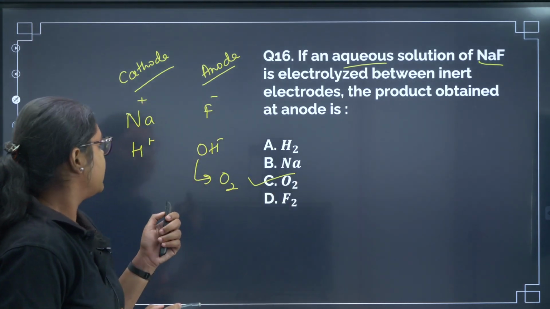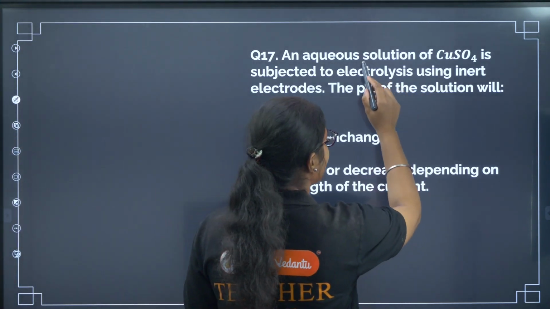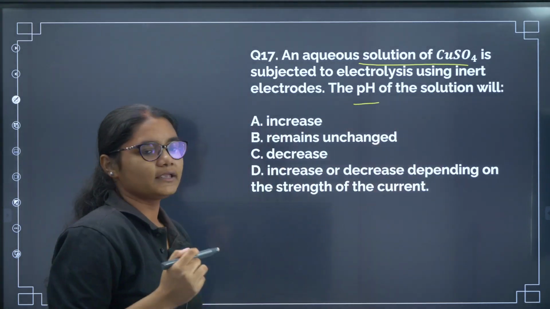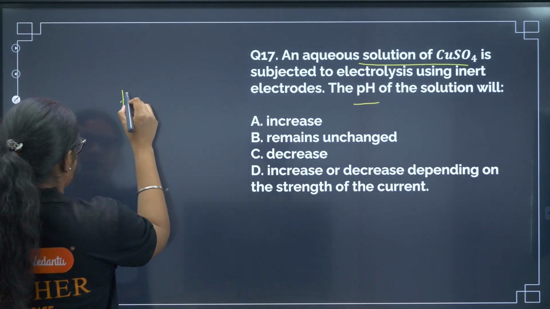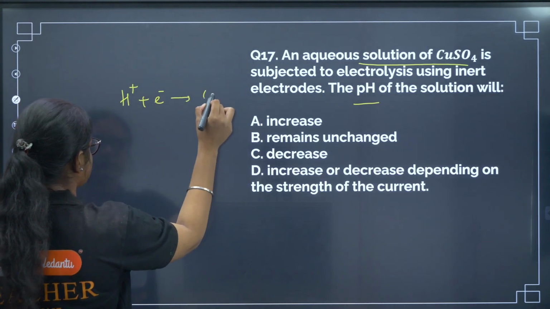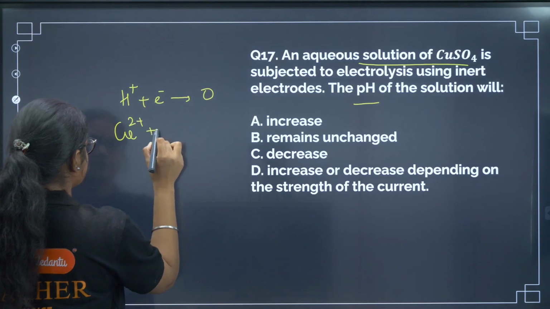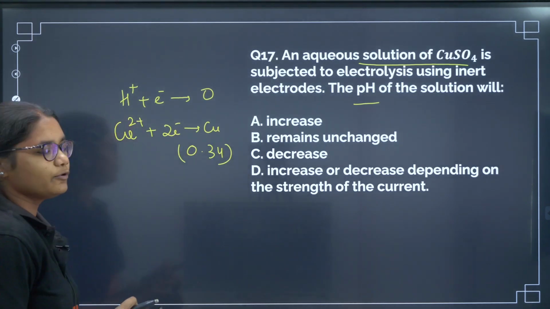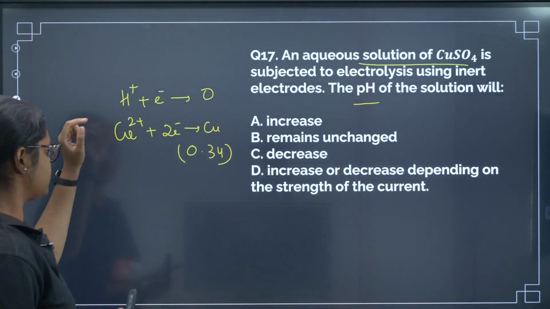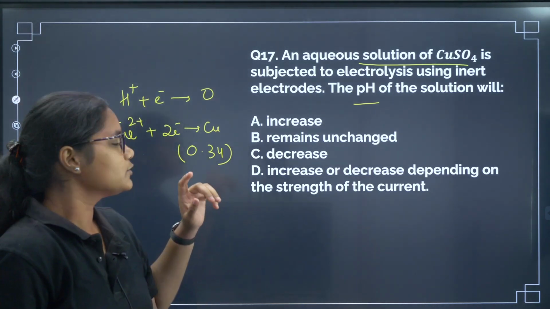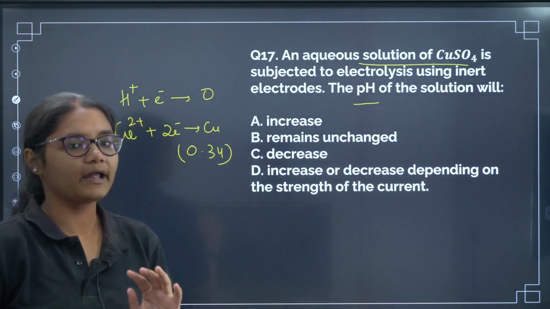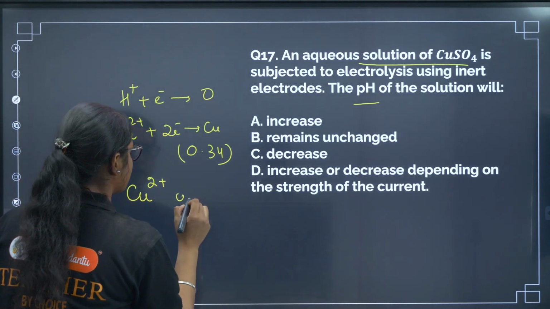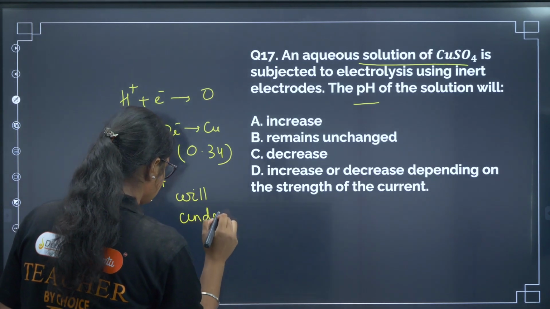Next. We have an aqueous solution of copper sulfate which is given electrolysis. The pH of the solution will be. Here also you should know a little about the data. H plus reduction potential is assumed to be 0. Copper 2 plus reduction potential is assumed to be 0.34, right? So if you are taking an aqueous solution of copper sulfate, H plus will also be there, copper 2 plus ions will also be there. The one whose reduction potential is more will get reduced. So out of H plus and copper 2 plus, copper 2 plus will undergo reduction, right?